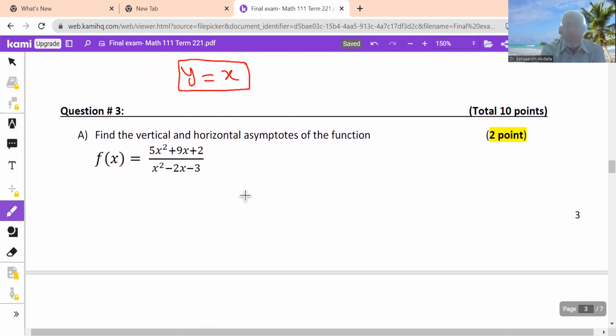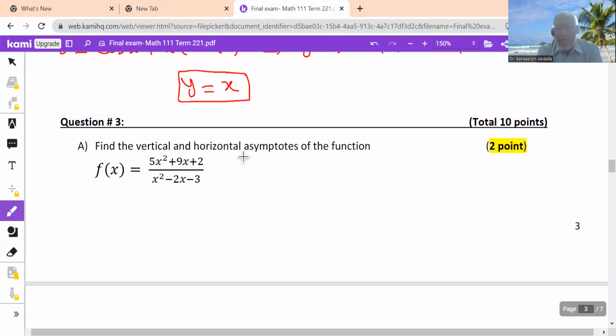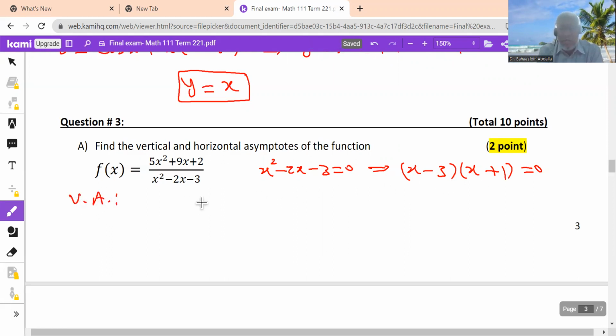Find the vertical and horizontal asymptotes of this function. Well, this is a rational function, polynomial over polynomial. So the vertical asymptotes are the zeros of the denominator. We put the denominator equal to 0, and you can use the quadratic formula to solve it, or just factoring. I search for two numbers whose product is -3 and whose sum is -2. So either x is 3 or x is -1. So the equations of the vertical asymptotes are x equals 3, and if x plus 1 equals 0, take 1 to the other side, x equals -1. So there are two vertical asymptotes of this function.